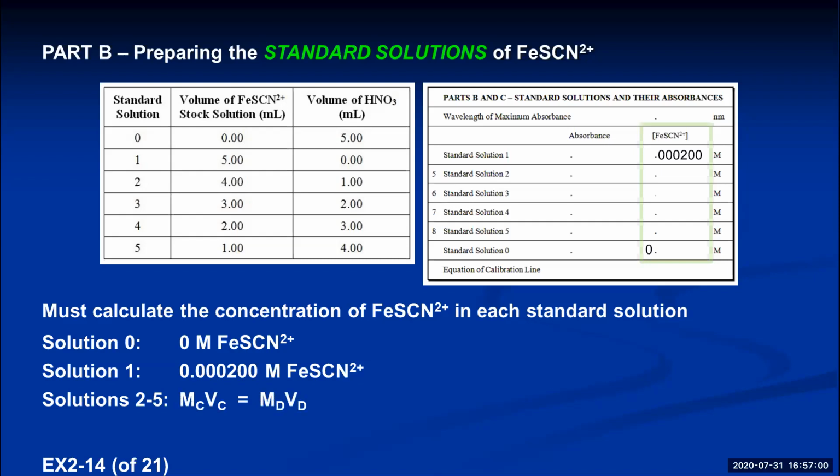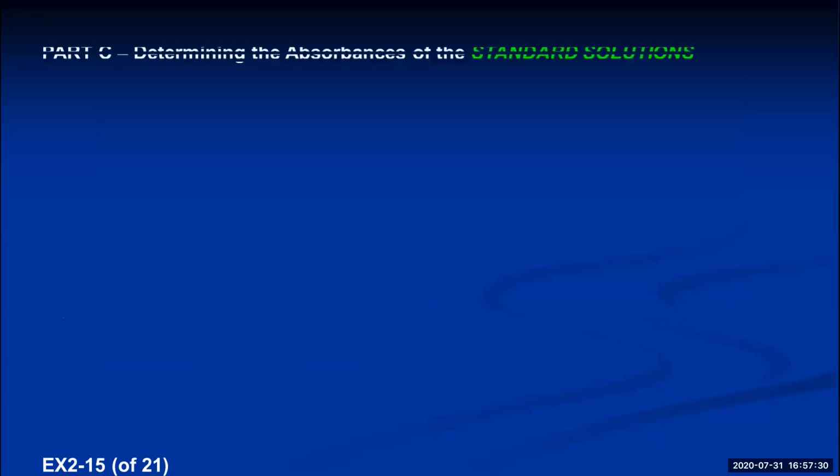You need to have all the molarities of the FeSCN in each of the standard solutions calculated first, because then we're going to take each of those solutions, we're going to place them into a spectrophotometer, and we're going to read their absorbances, and the spectrophotometer will then ask you what is the concentration of this solution that you're putting in the spectrophotometer, and you have to know what it is. But we will therefore then read these particular values, and then we'll now have absorbances corresponding to concentrations of FeSCN2+.